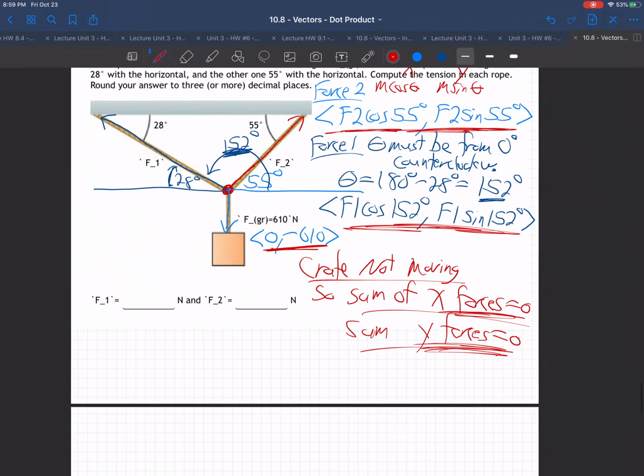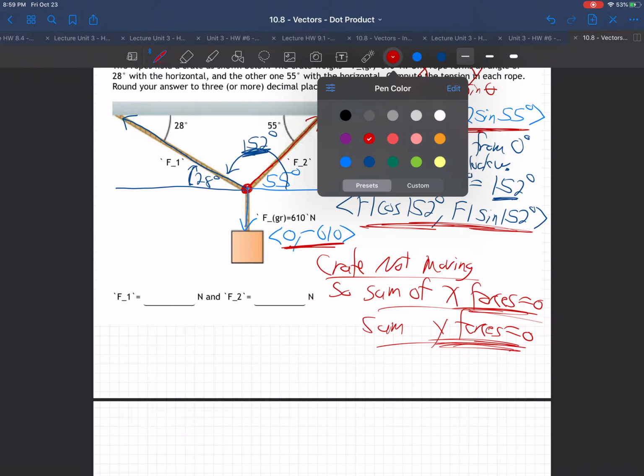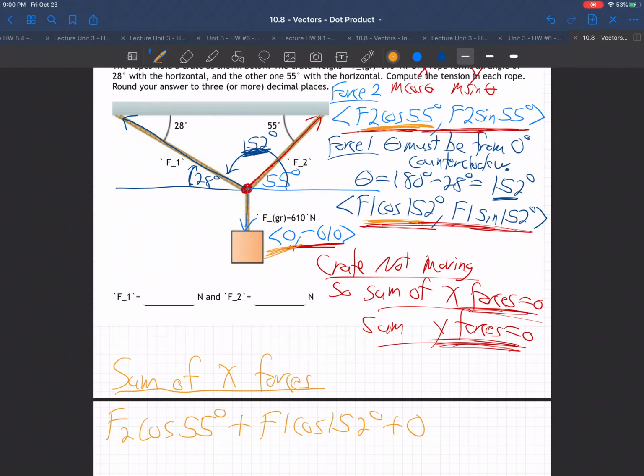So, okay, that means I can take all the x's. Let me come down here and do exactly this. I'm going to take the sum of the x forces. So what is the sum of the x forces? Well, I've got this x force. Doesn't matter what order we do them in. F2 cosine 55 plus this one, F1 cosine 152, plus 0, this one here, must equal 0, right? All the x forces must add up to 0.